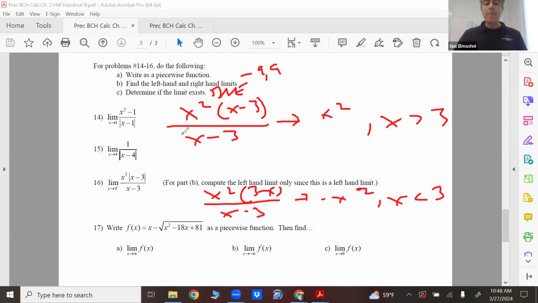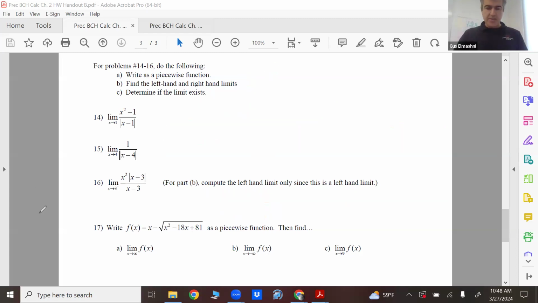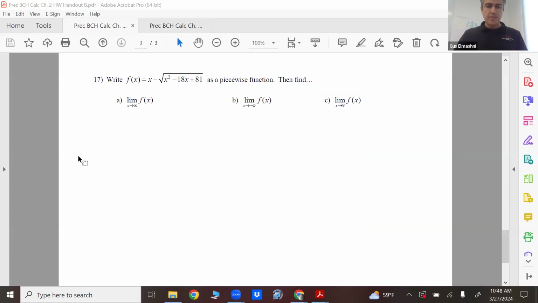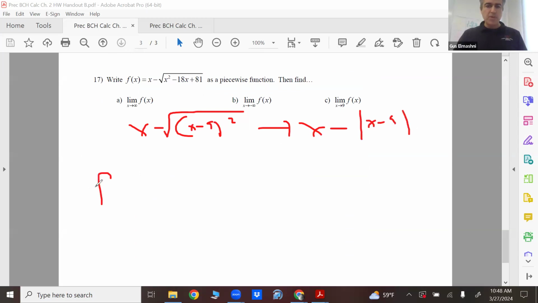Yeah, totally. Exactly. And then lastly, number 17. I have to work it out. I don't have it here in my notes. Remember we talked about it. You want to write it as the square root of (x minus 9) squared, which is actually the same thing as the absolute value of x minus 9. Now write it as a piecewise function.